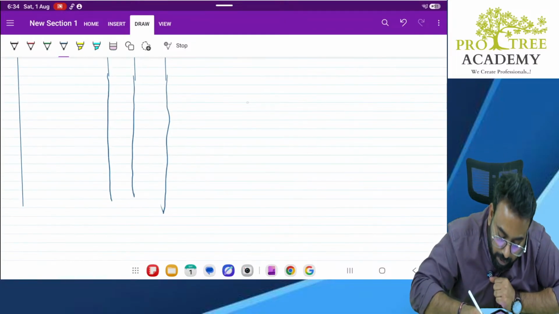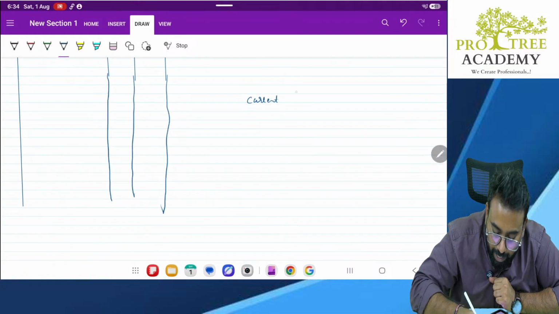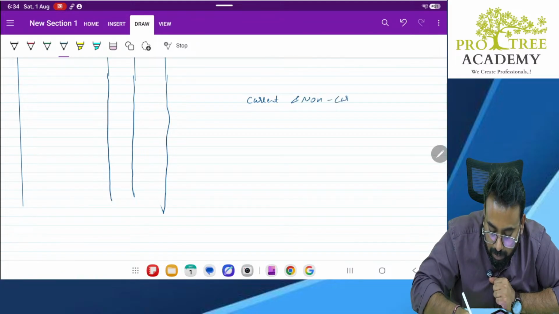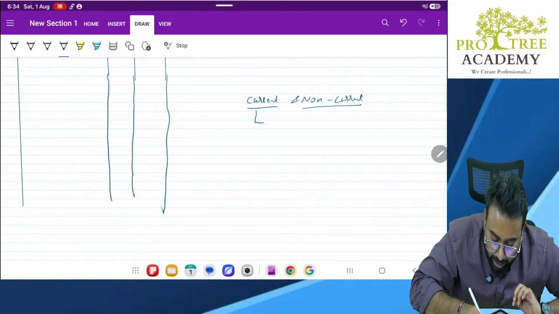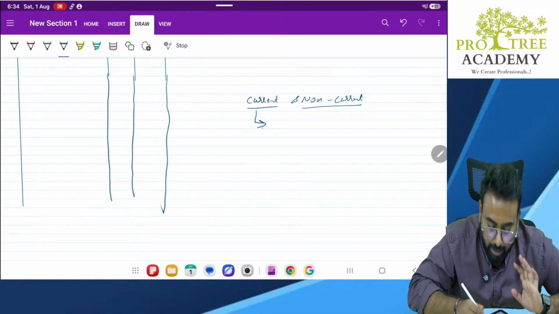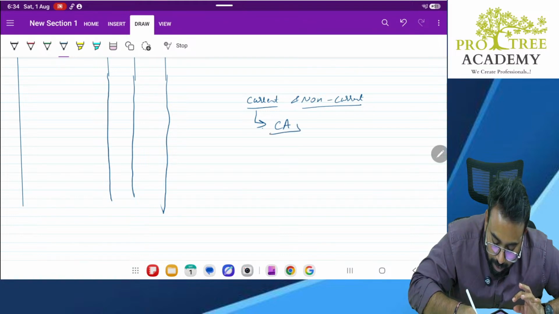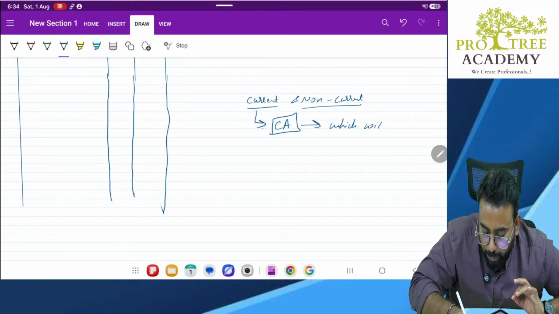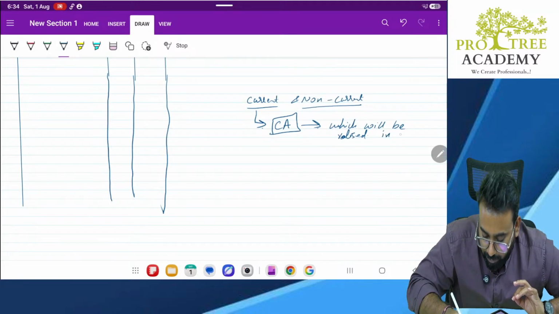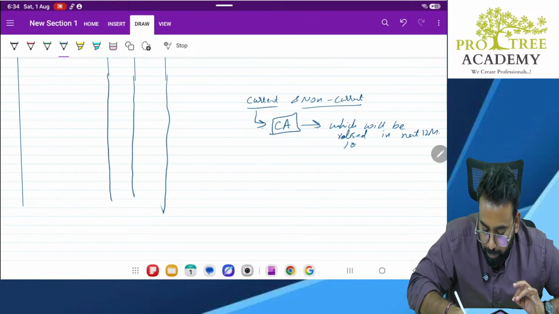Understand, there is a concept of current and non-current. Sir, what do you mean by this current and non-current, sir? Understand, the logic is simple. Current items are those items, let's take the example of current assets only. Current assets are those assets which will be realized in the next 12 months or accounting period, during the accounting period.